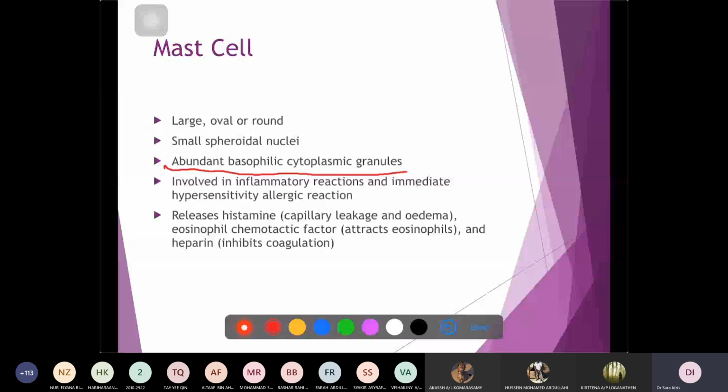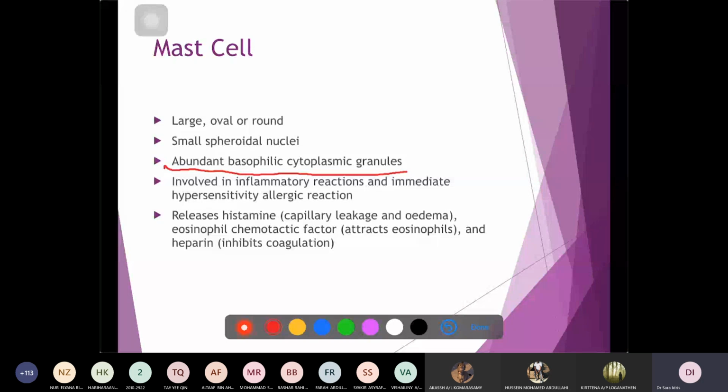Mast cells are very important in inflammatory reactions and immediate hypersensitivity allergic reactions. An allergic reaction can be either immediate or delayed, and the mast cell plays a very significant role in the immediate kind of hypersensitivity reaction. What it does is release a lot of histamine, eosinophilic chemotactic factor, and heparin.